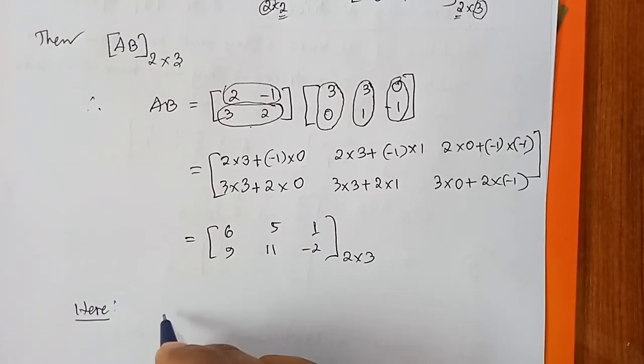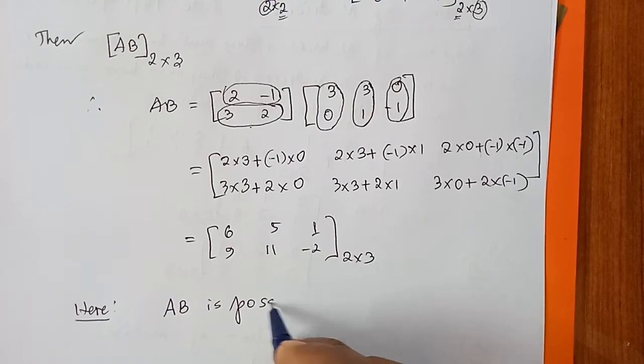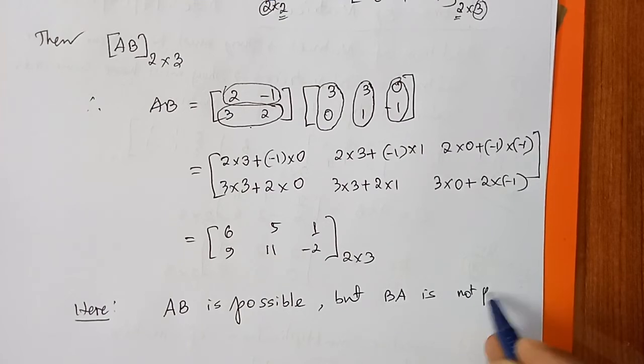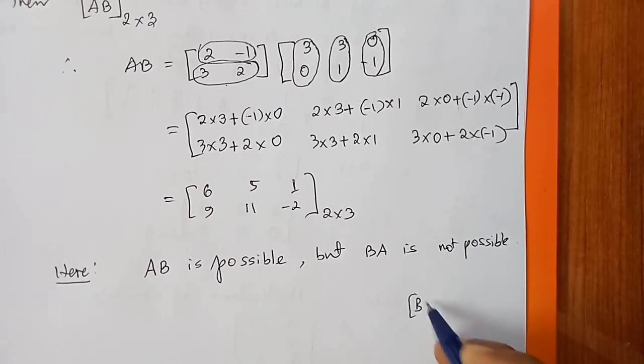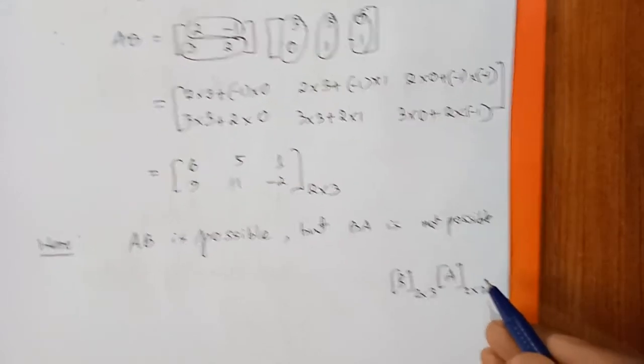Here A into B is possible, but BA is not possible. Why is it not possible? If you start with B, the order is 2 by 3 and the A matrix order is 2 by 2.